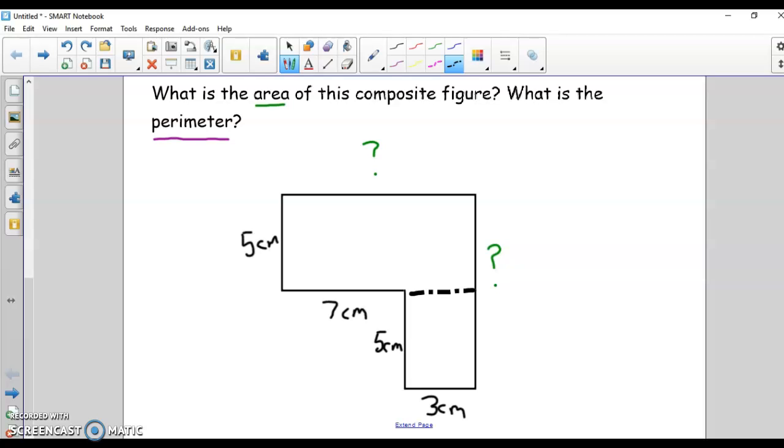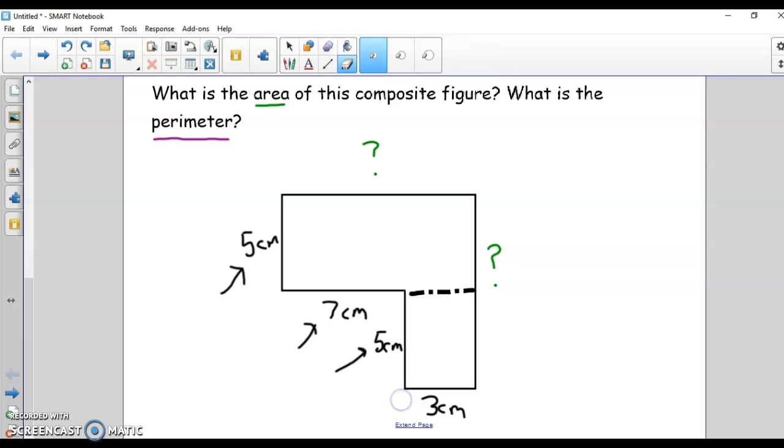So our next part is going to be trying to find those sides. What are the measurements of those sides? Looking at it right now, I know this is 5, this is 7, this is another 5, and this is 3.